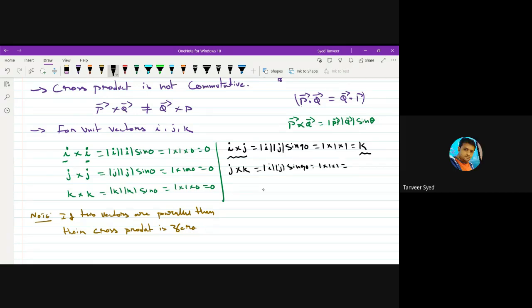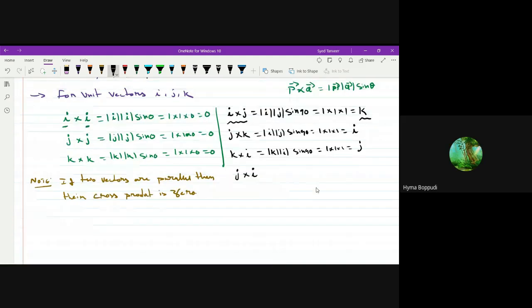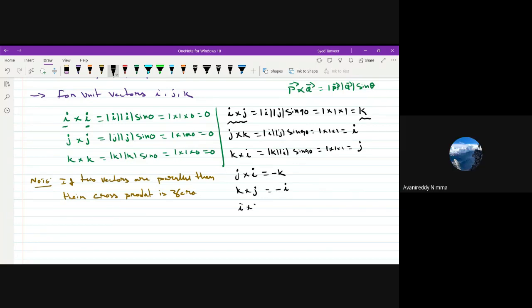J cross k is i. K cross i is j. What is j cross i? Minus. J cross i is minus k. What is k cross i? Minus j? Minus. What is i cross k? Minus j. Minus j.